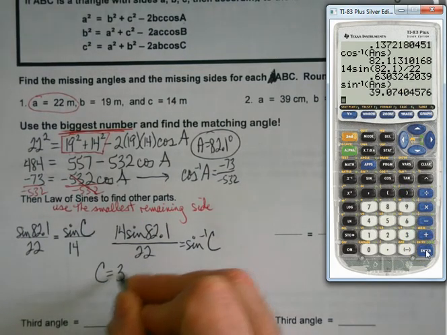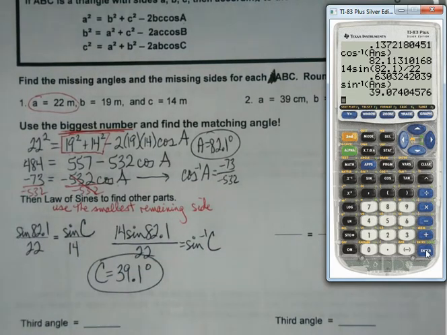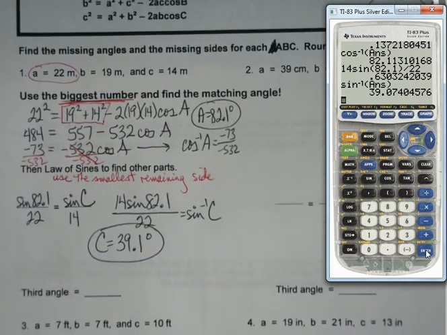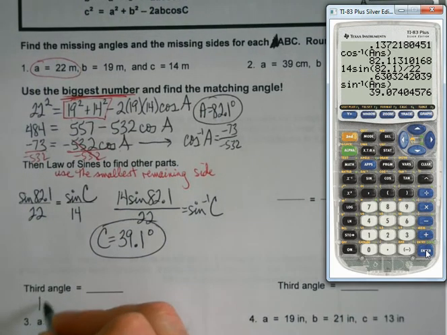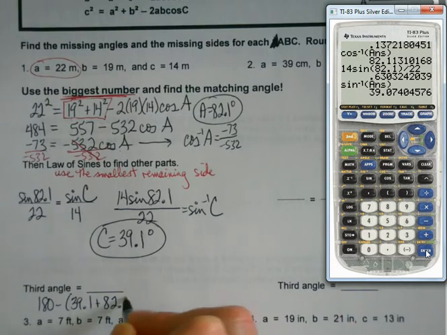So C then would be 39.1, and we finally get to the easy part, which is just taking 180 minus the sum of the two angles that I have.